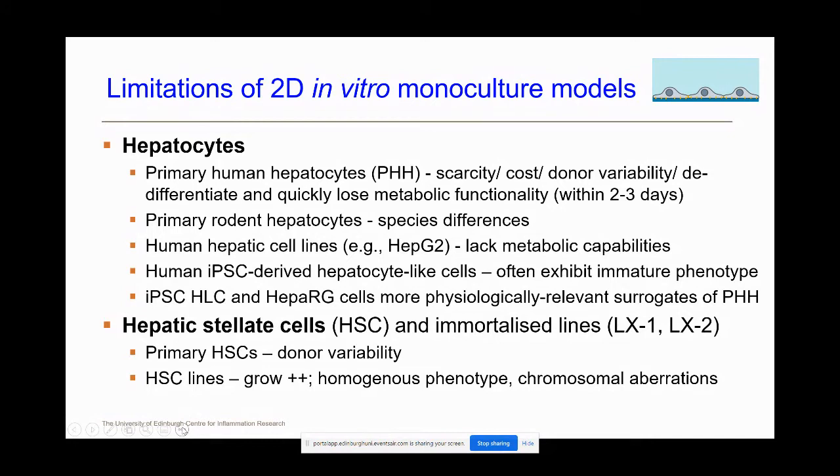Hepatic stellate cells and stellate cell lines are also valuable for studying the fibrotic aspects of NASH following spontaneous activation on plastic. The main issue I've encountered with primary hepatic stellate cells is donor variability again. Although hepatic stellate cell lines grow quickly and have a more homogeneous phenotype, they possess differences to primary human cells, including a complex karyotype.